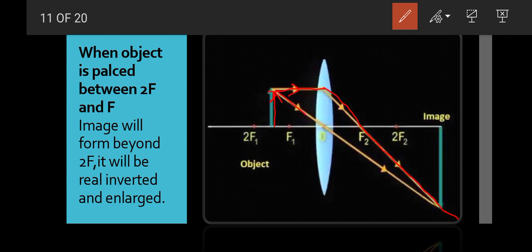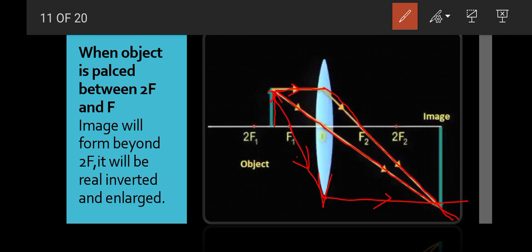Second ray is passing through optical center undeviated. You have to extend it up to that first ray where they both meet. Third ray, you have to draw from this. You have to practice it yourself because here I think the lens is shorter. It will touch somewhere here and it will pass like this.